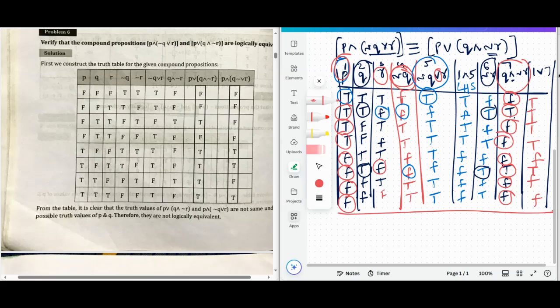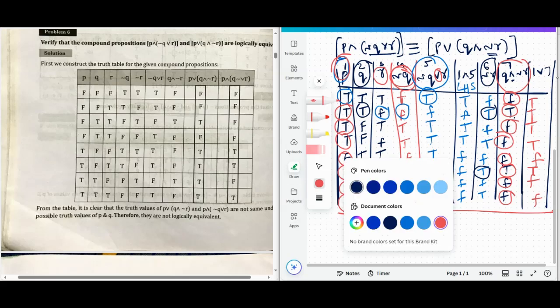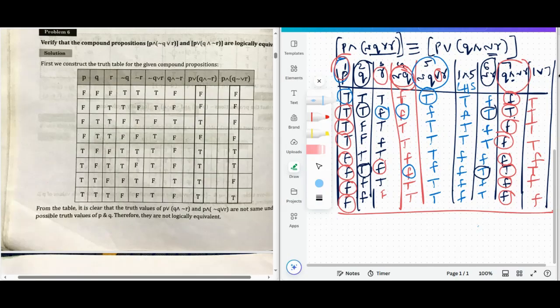Now you can check the values of LHS and RHS. LHS is this and RHS is this. We'll just check the condition now. Check are they same? They are not same. LHS is not equal to RHS. Therefore, they are not logically equivalent. P implies Q, negation Q or R is not logically equivalent to P or Q and negation R.